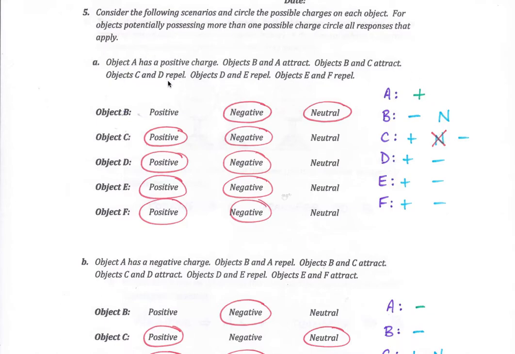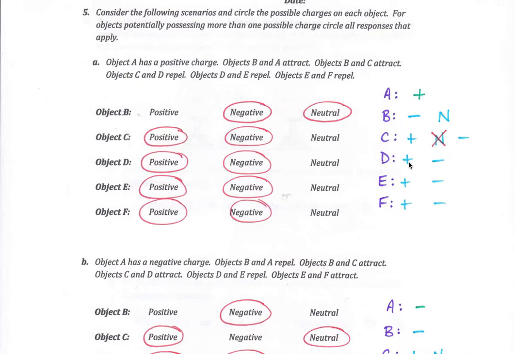When I get to C and D, I'm told that they repel. Well, that right off the bat tells me that C cannot be neutral because a neutral object is incapable of repelling anything. So that leaves positive and negative. If C is positive and D repels, it must be positive. But my other option is that if C is negative, what would repel that? Another negative. So I'm not saying that C could be positive and D could be negative, or vice versa. I'm just saying there's a case where C could be positive, and therefore D would be positive. And there's a case where C could be negative, and therefore D must be negative.